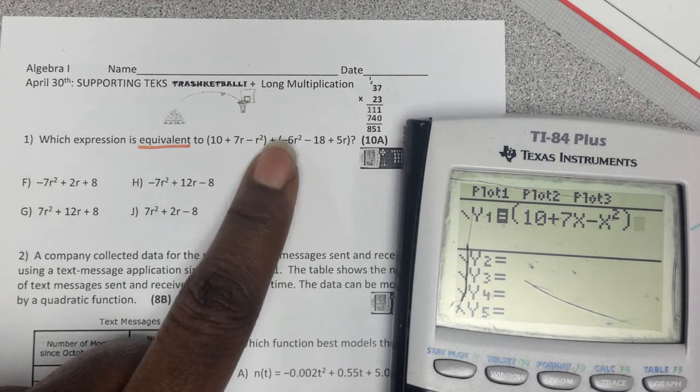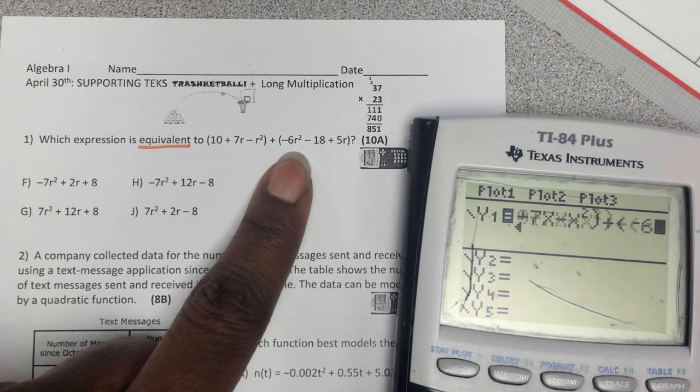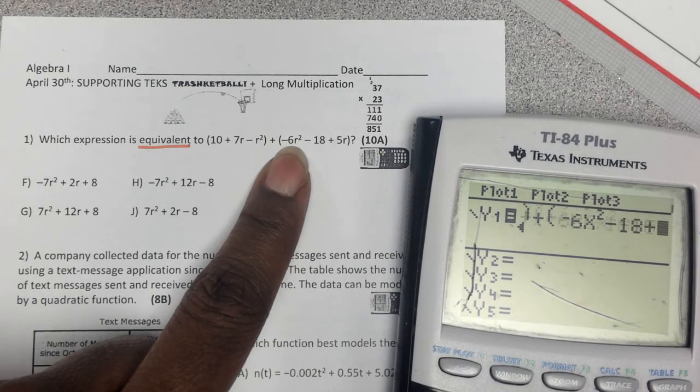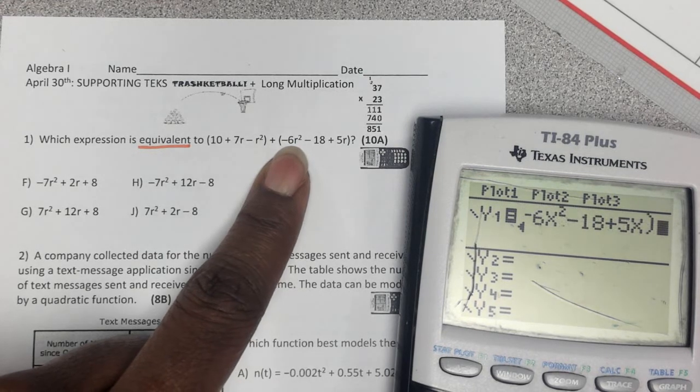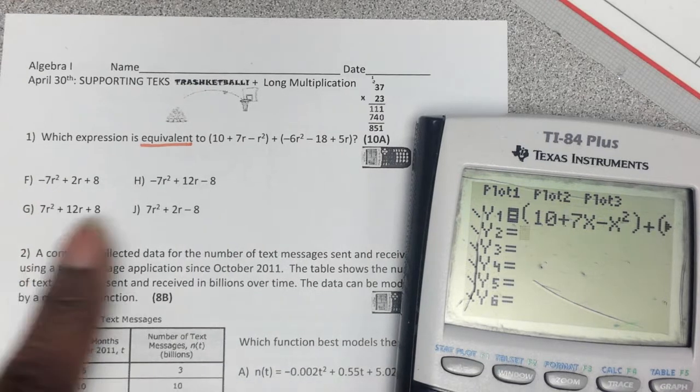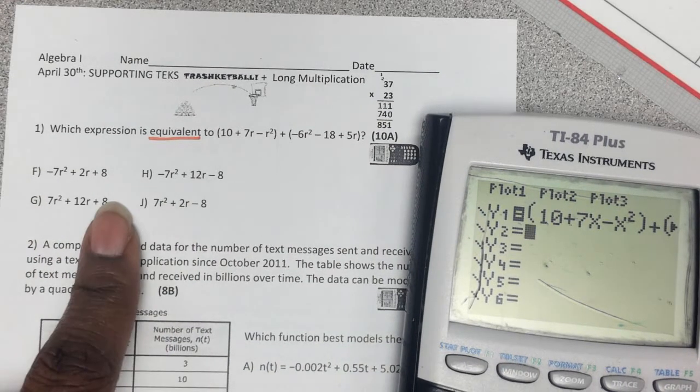What do you see? What sign is right here? There's a plus in between the parentheses. Then we got negative 6x squared minus 18 plus 5x parentheses. Yes, you need to put the parentheses, okay? Then in the Y2, I'm going to start trying these in the Y2, okay?